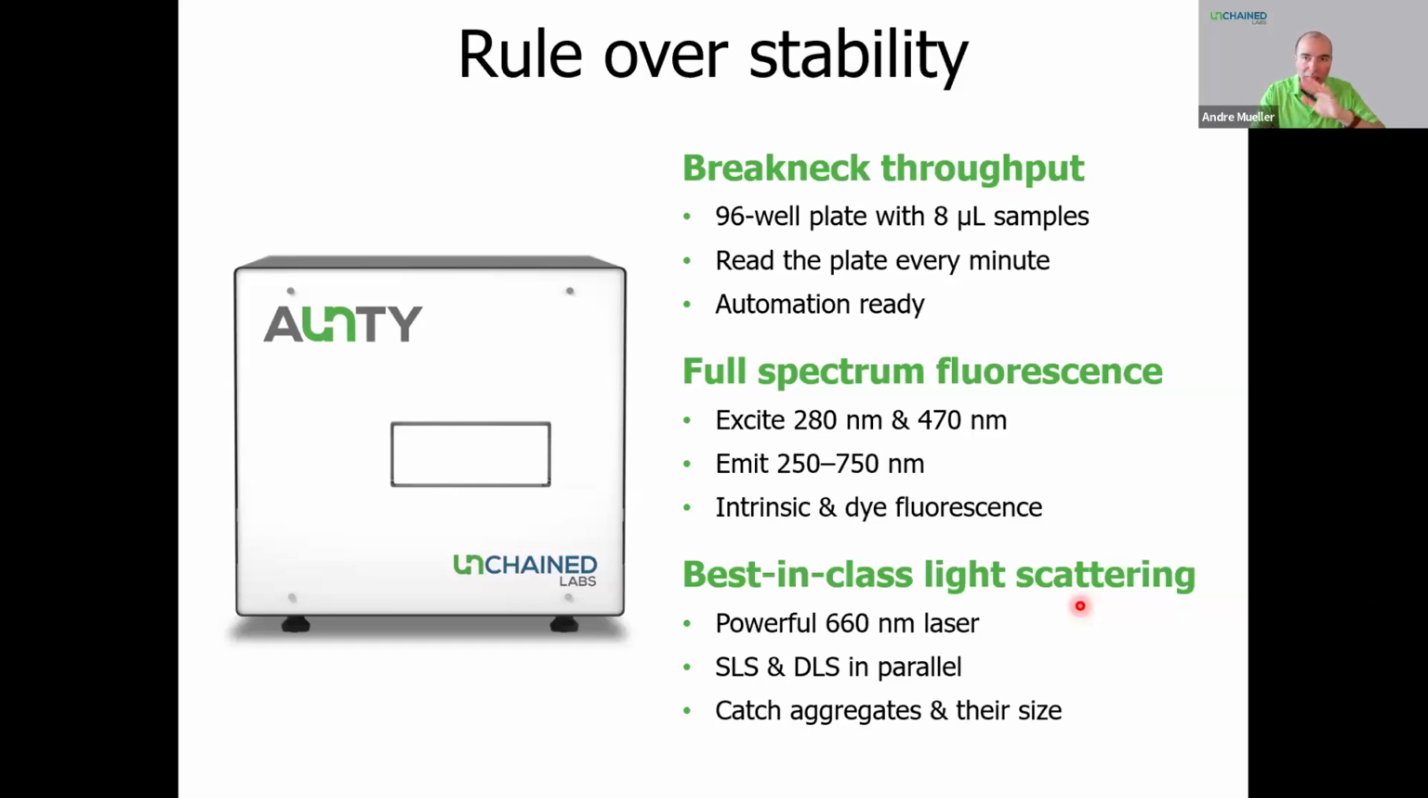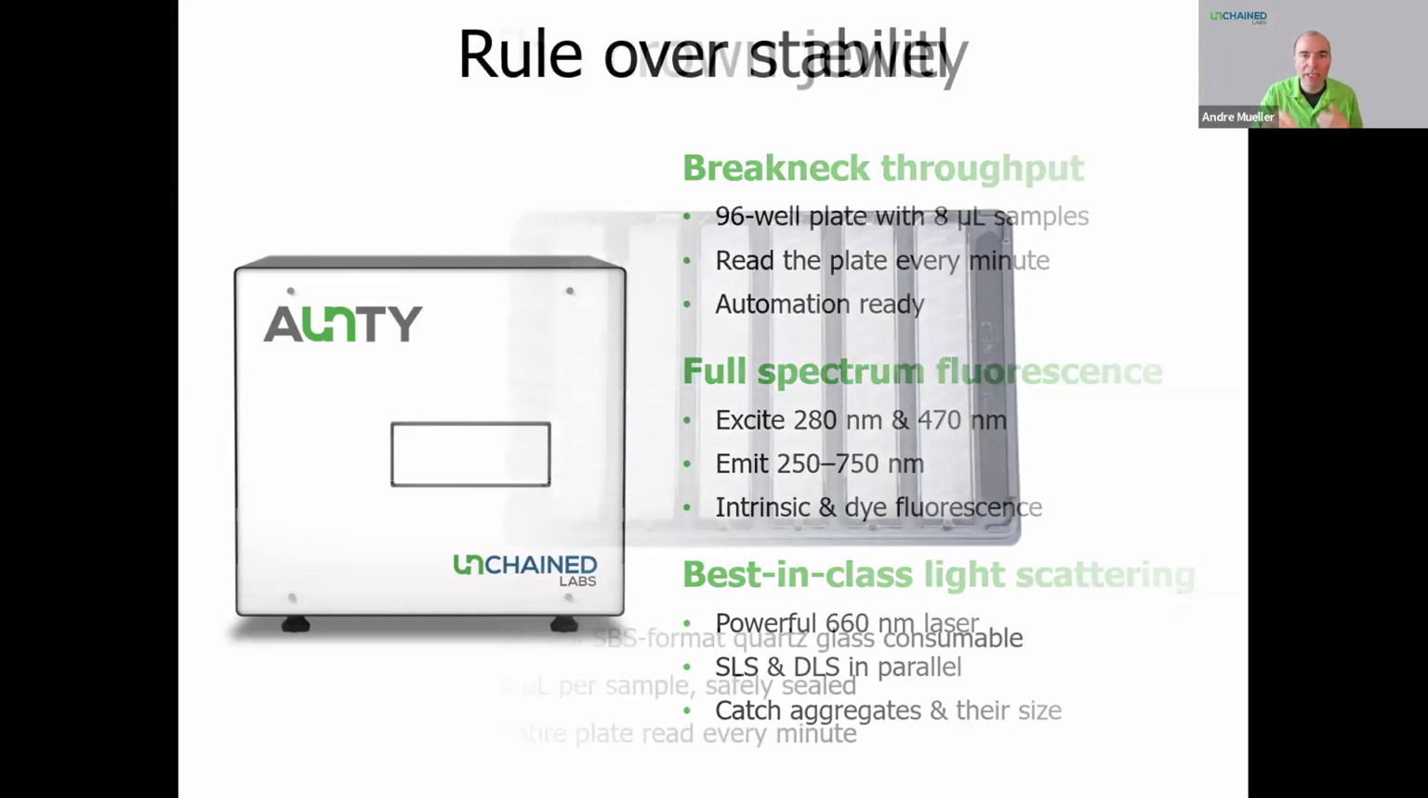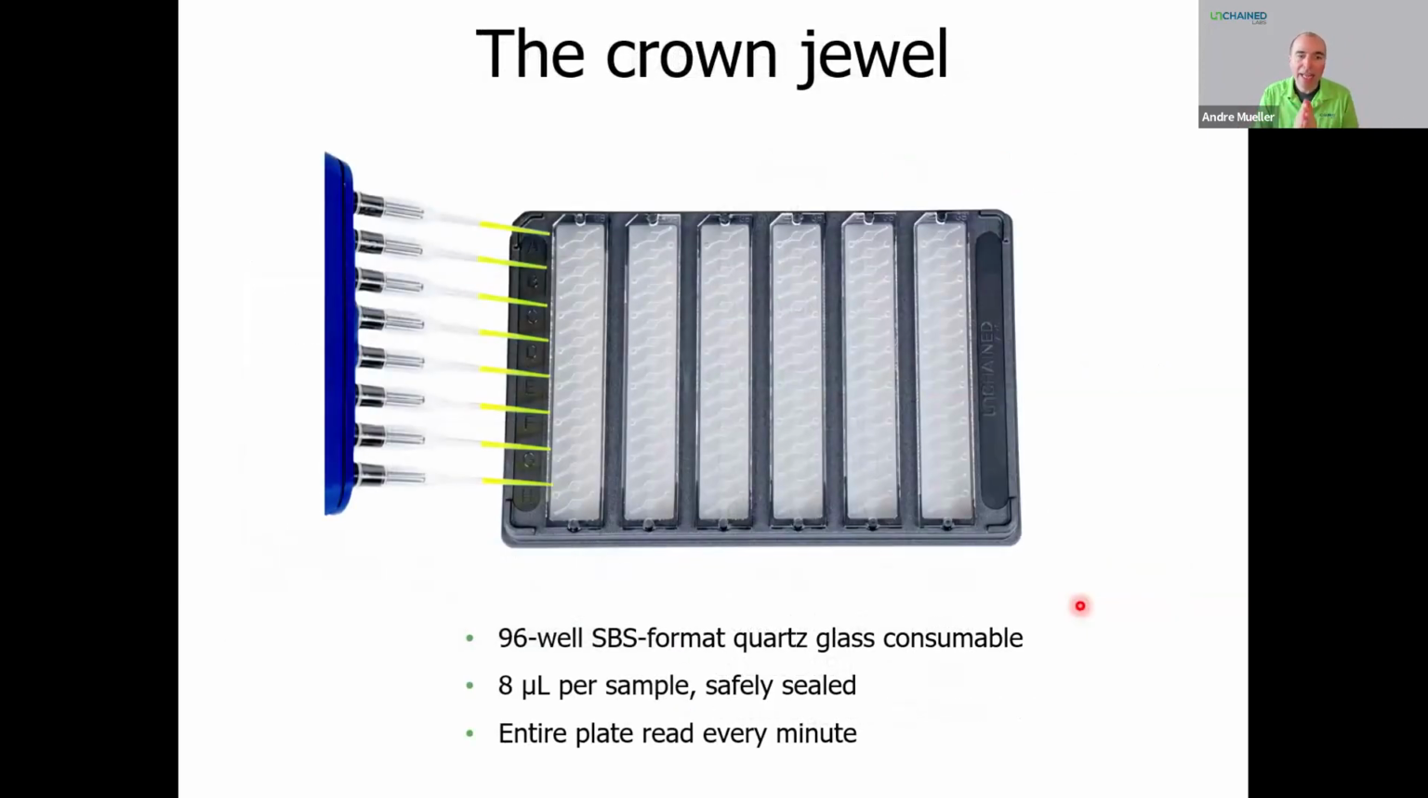Aunty brings all these things to the table, but the crown jewel of Aunty, really, is the plate. So again, a 96 well all quartz SBS format plate. You can see here on the left side, I've put in a multi-channel pipette with 8 channels. The spacing of the wells is the same as in a 96 well plate. We have 8 rows, we have 12 columns across. The wells themselves are interleaved, so we make ideal use of the space.